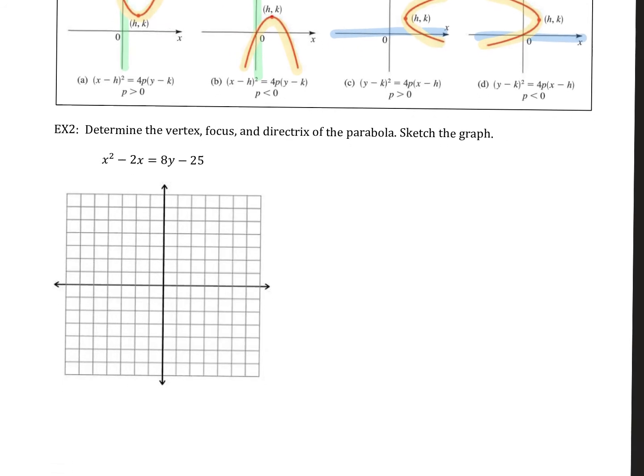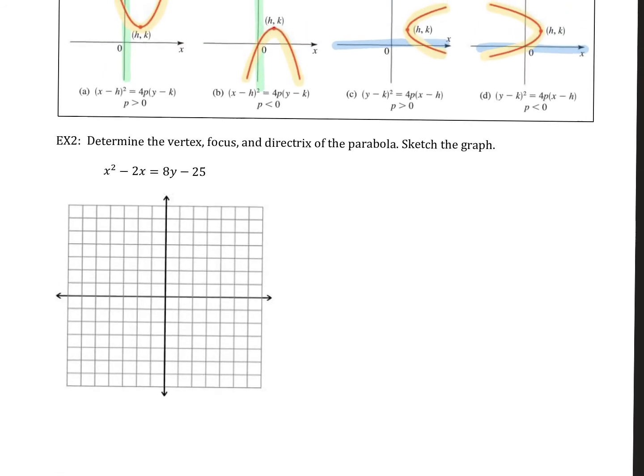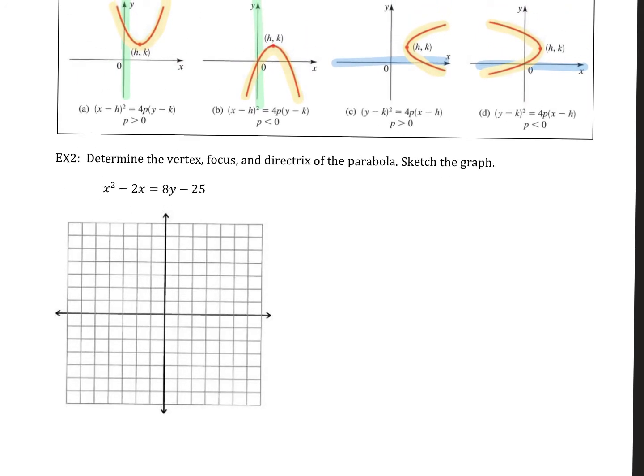Okay, example 2. Determine the vertex, focus, and directrix of the parabola. Sketch the graph. Well, first off, how do I know that this is even a parabola? If we look at our variables, we only see an x squared. We don't see a y squared. So I know this must be some form of a parabola. So let's go ahead and get this in the correct format for a parabola. And what would the correct format be? Well, it's supposed to be our x value squared equals 4p times y.